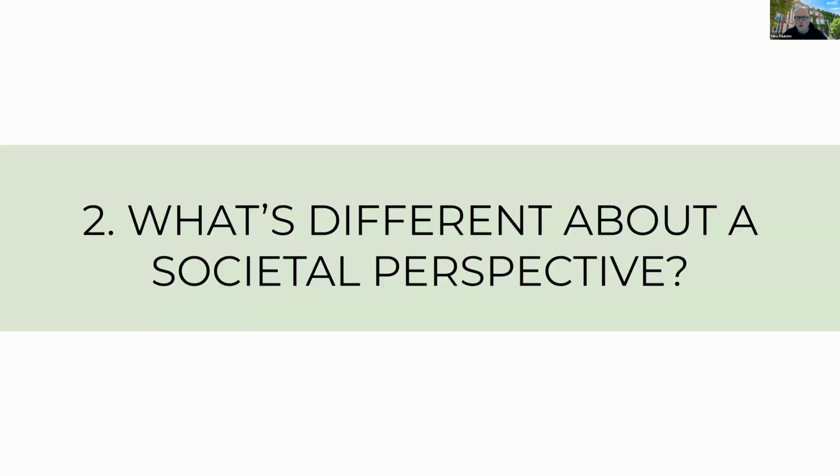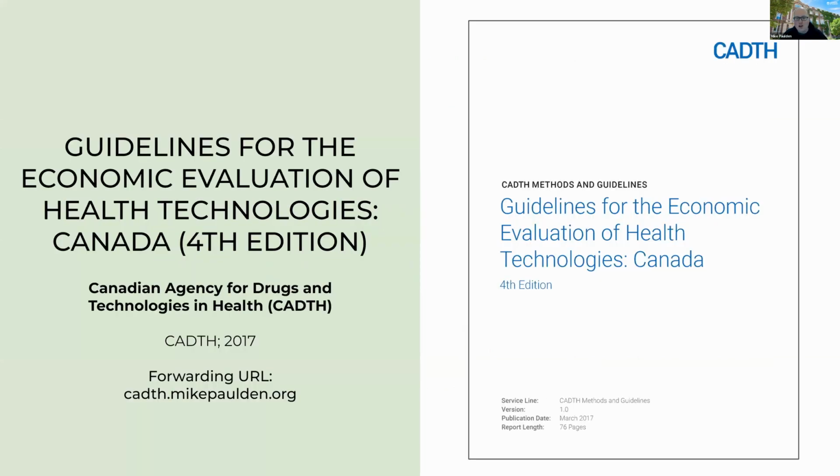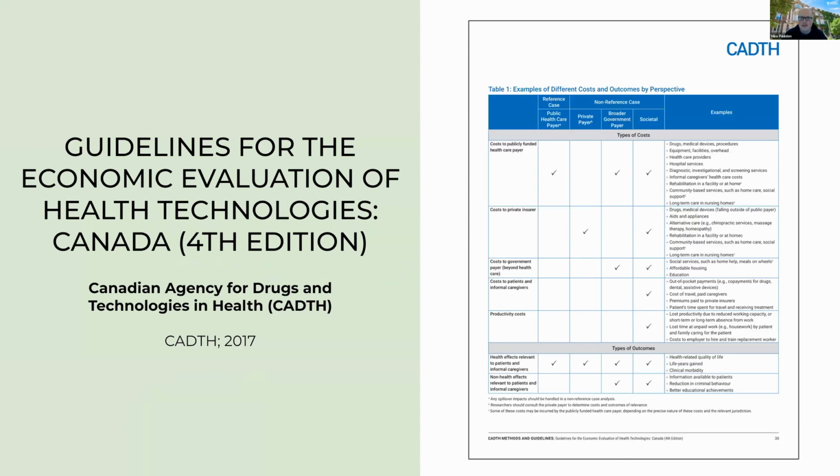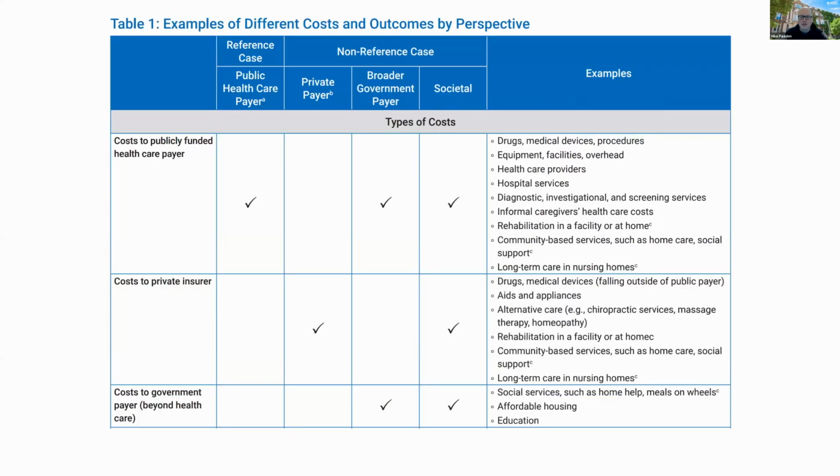So let's now move on to what's different about a societal perspective. And a good place to start is CADTH's guidelines, the fourth edition of their guidelines. There is a table in these guidelines, table one, and we'll zoom in on this table now. Here's the top half of the table, and you can see that we have the reference case perspective, the public healthcare payer, and the types of costs that are considered within that perspective. So the only costs considered within CADTH's reference case right now are costs to the publicly funded healthcare payer, things like drugs, equipment, all the sorts of costs that fall upon our provincial healthcare budget.